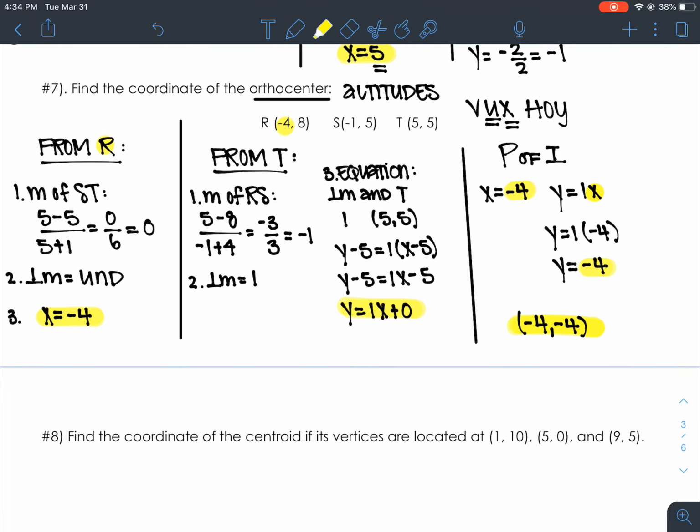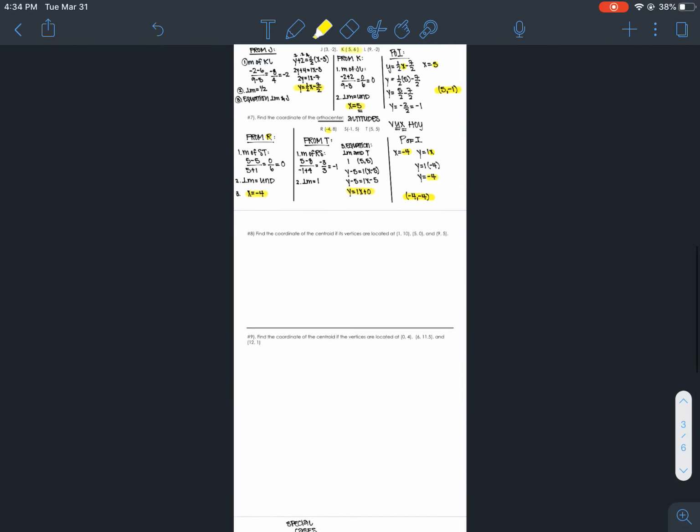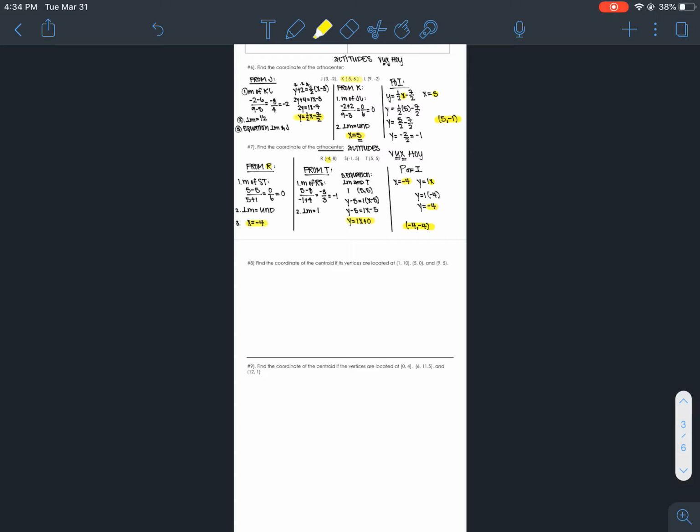All right. So when we come back, guys, we are now going to talk about centroids. And they're also lengthy. So see you soon.